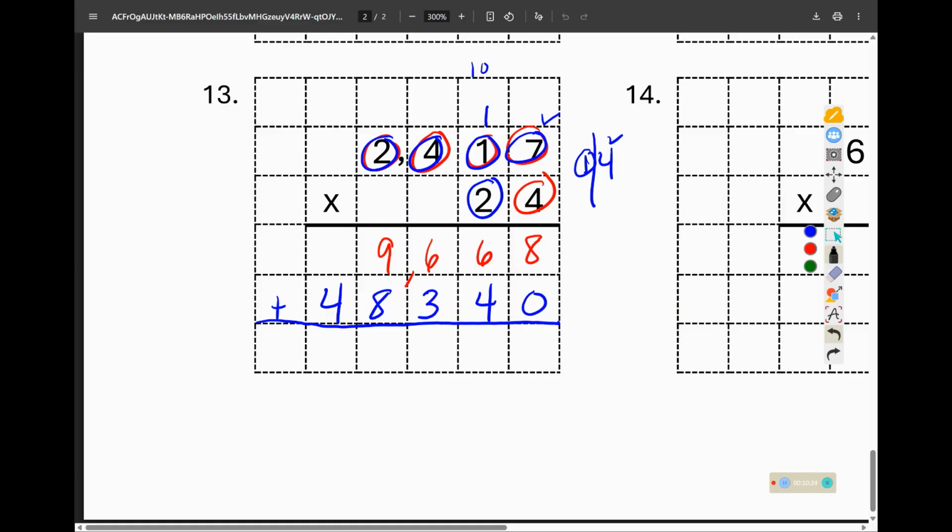8 plus 0, 6 plus 4 is 10, 6 plus 4 is 10, 9 plus 1 is 10, plus 8 is 18, and 4 plus 1 is 5.